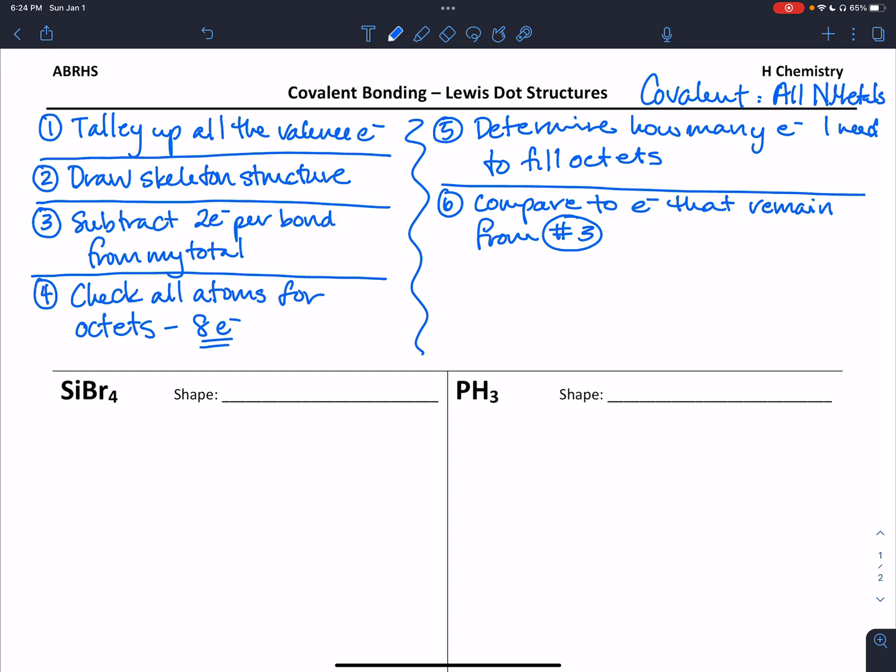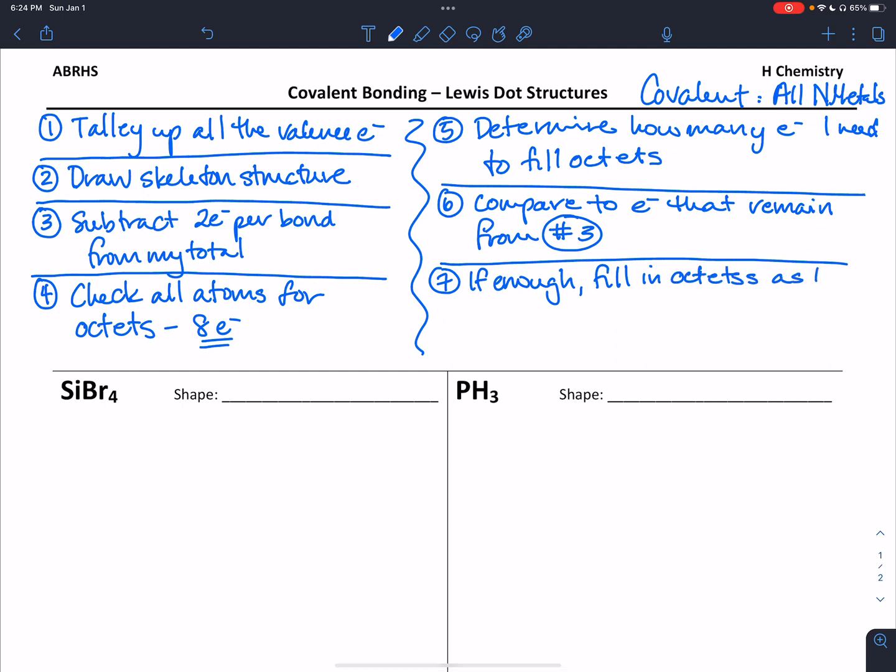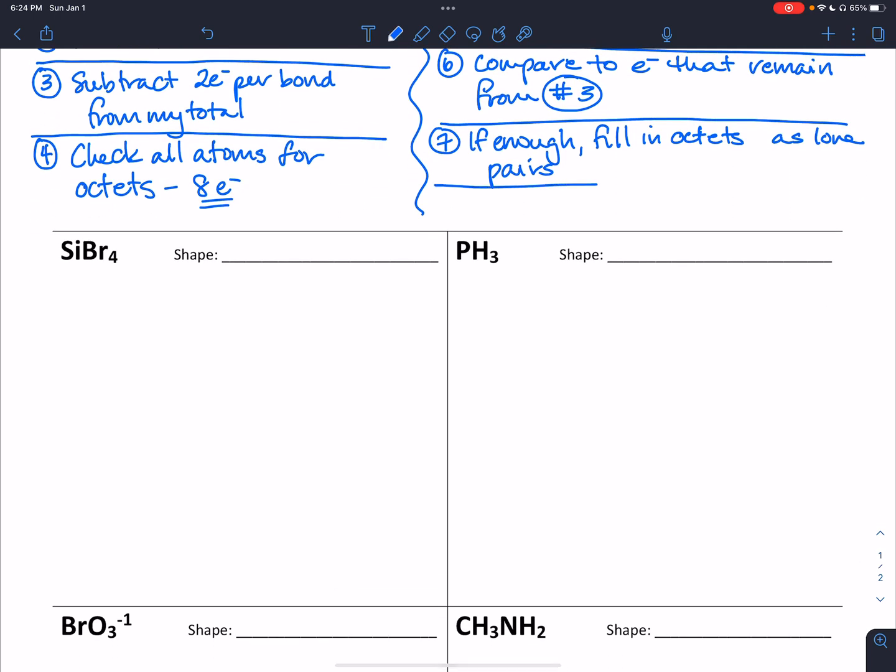If I have enough, great. If enough, you're going to fill in those octets as lone pairs. Now that I think about it, I'm going to add a structure because I don't have one.